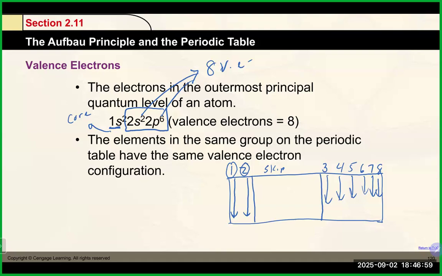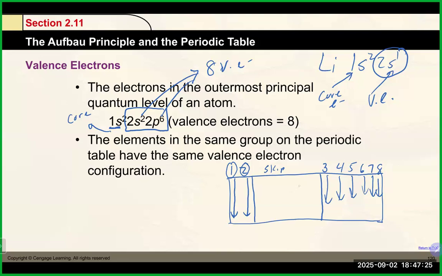Just like lithium, which is over there to the left, that we did its electron configuration earlier, 1s2, 2s1. That is its 1 valence electron in the case of lithium. And that is its 2 core electrons in the case of lithium. And lithium is in group 1 on the periodic table, and it will have 1 valence electron. So the number of valence electrons does equal the group number.